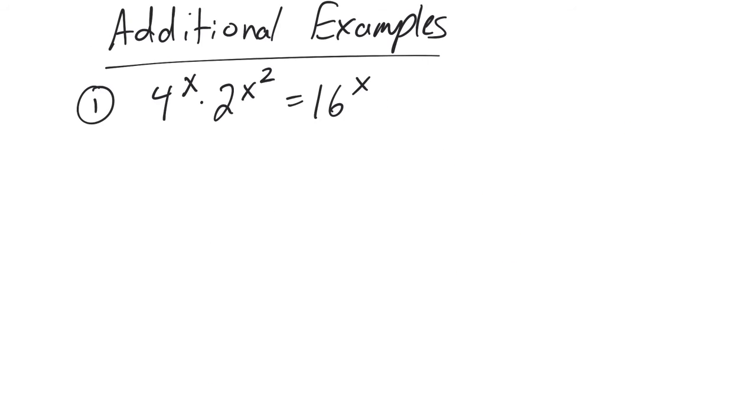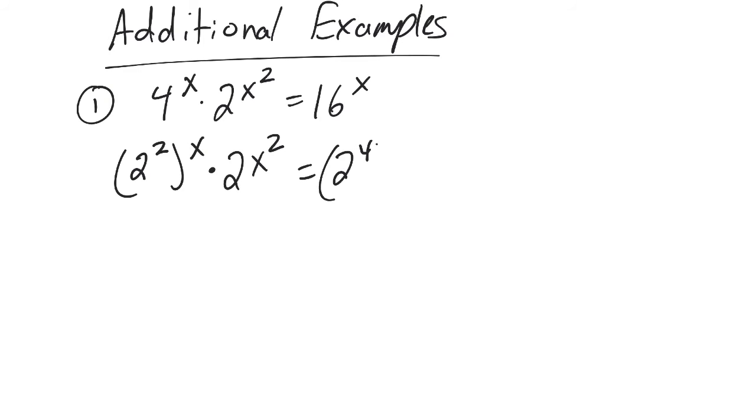All right, in the notes I put online, I put a couple additional examples. The first one, we've got 4 raised to the x times 2x squared equals 16x. The first thing we need to do is rewrite our 4 and our 16 as powers of 2. So remember, 4 is 2 squared, so 2 squared raised to the x times 2x to the squared. 16 is 2 to the 4th power, so 2 to the 4th times x. Let's simplify this a little bit. So 2 raised to the 2x times 2 to the x squared equals 2 raised to the 4x.